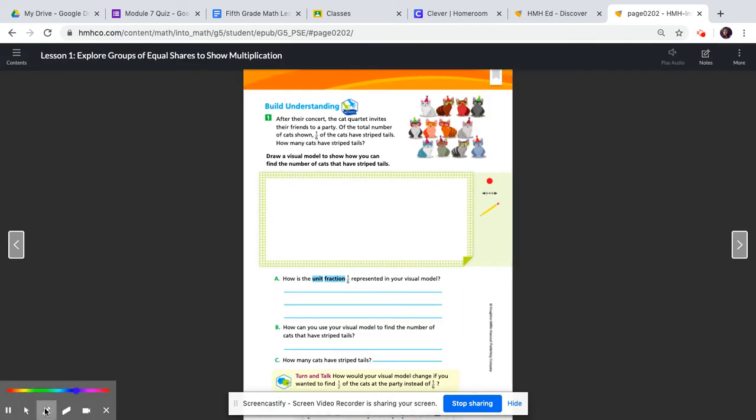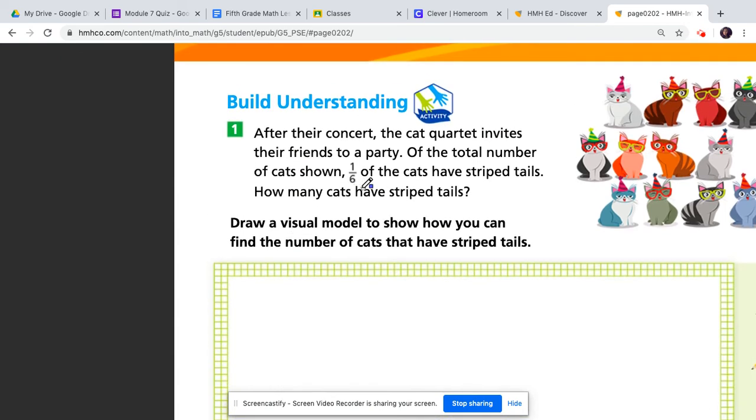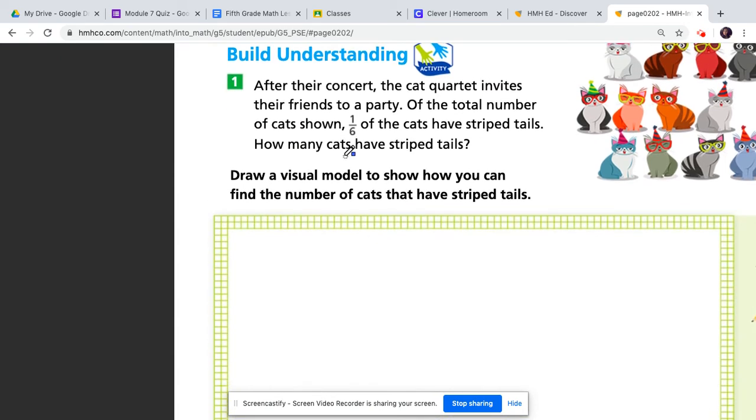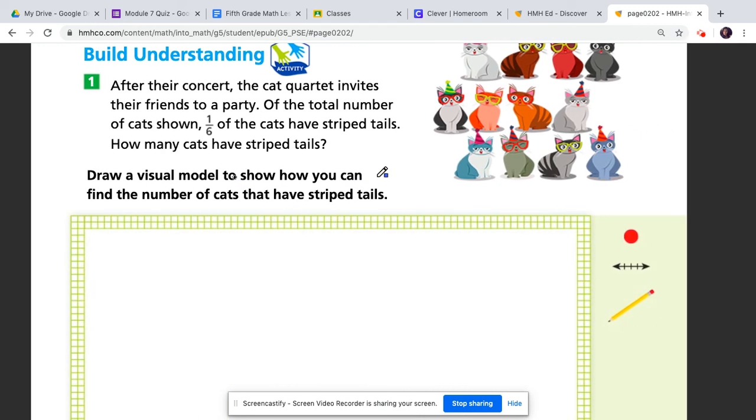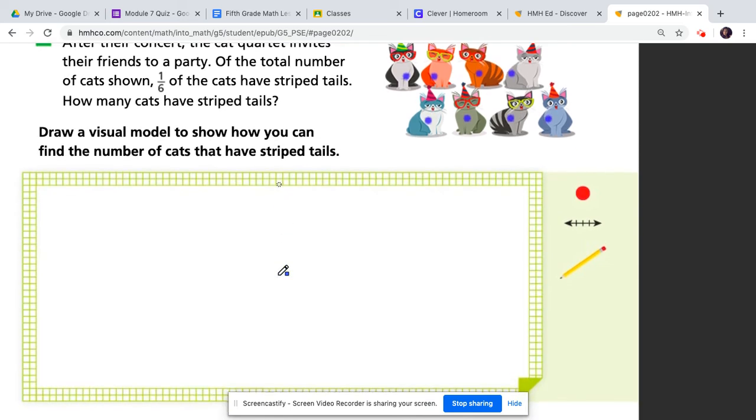So I'm going to get my tool. Okay, I am going to go ahead and start making groups of six. The amount of cats that there are, I'm going to have to count the pictures. So I have 1, 2, 3, 4, 5, 6, 7, 8, 9, 10, 11, 12. I'm going to put these 12 cats into groups of six. Okay, so that means in each group, there's going to be two cats.